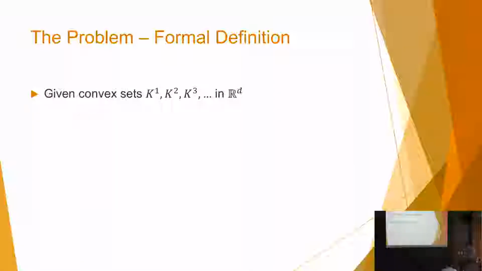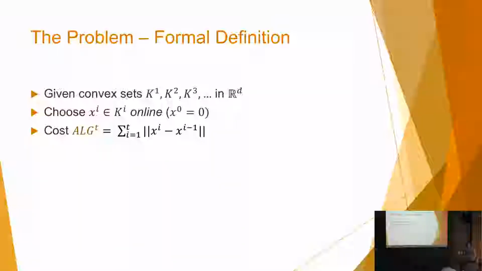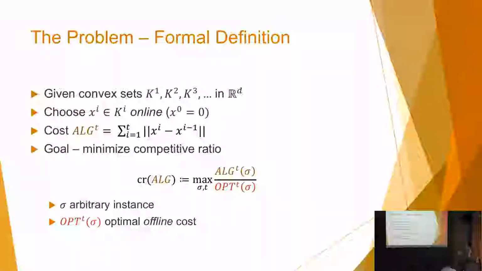To give a formal definition of this problem, you're given convex sets K_t in R^d. Again, d will be the dimension throughout this talk. And you have to choose points x_i in the convex set K_i in an online fashion. You have to specify what x_i is before it is revealed what K_{i+1} is. And then the cost of your algorithm is just the sum of the successive distances between each x_i and the previous x_i. And the goal here is to find an algorithm with a small competitive ratio.